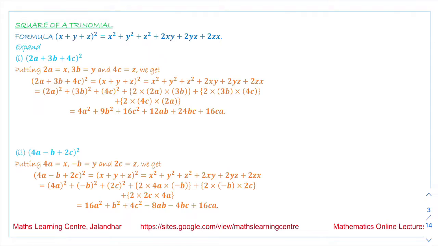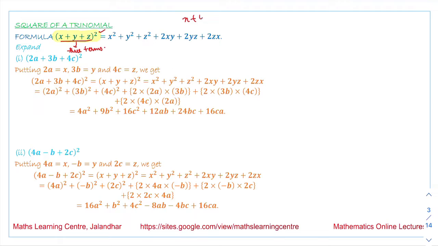Our formula is (x plus y plus z) whole square. Trinomial means there are three terms over here, and it is the square of a trinomial if three terms are there and its square is taken. So the formula is x square plus y square plus z square plus 2xy plus 2yz plus 2zx.